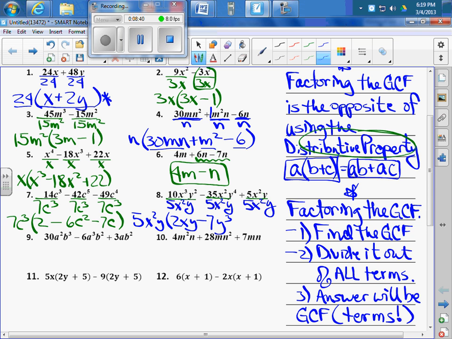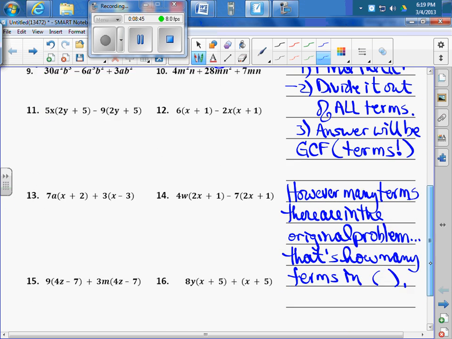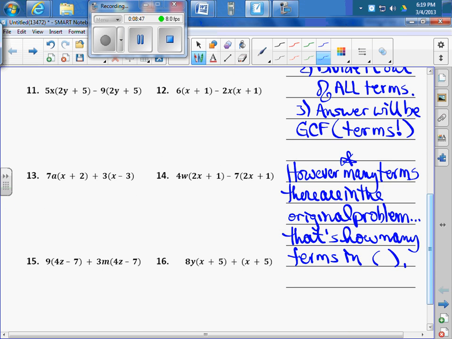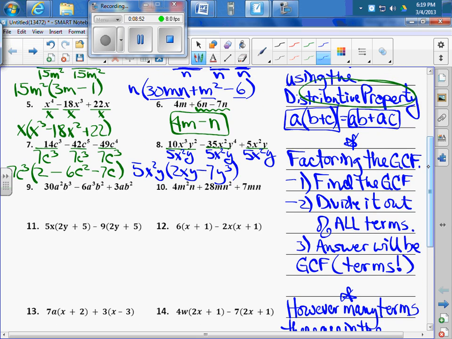So do we just close the parentheses and leave it? No, go back to what we said a while ago. However many terms there are in your original problem, that's how many you need in the parentheses. So going back, I have 3 terms in my original problem. How do I get 3 terms in my answer? Well, keep in mind that whenever you take a number and divide it by itself, you get what? 1. So those are our 3 terms, 2xy minus 7y to the third plus 1.